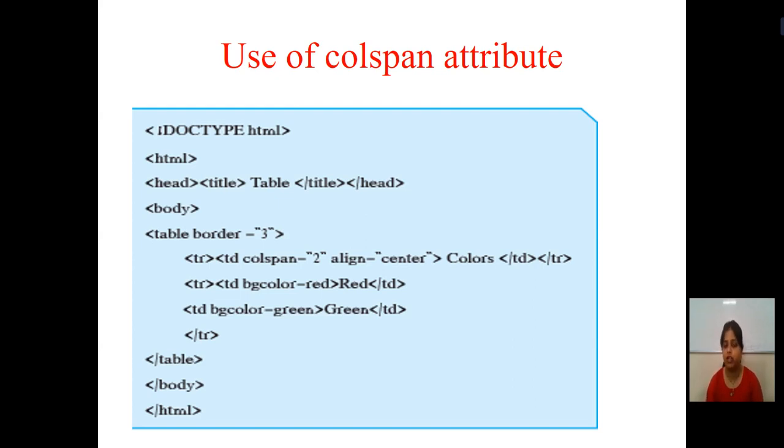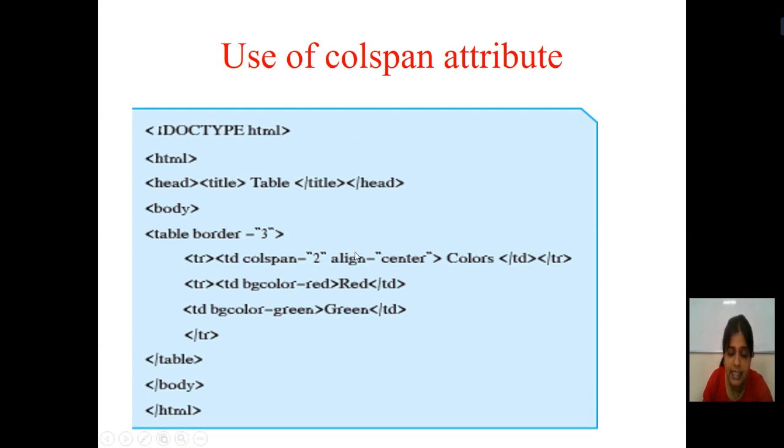Now here we are combining two or more columns. Here the value of colspan is 2, that means we are combining two columns, so we are using colspan. Colspan is equal to 2. Understood? Here what will happen? Your two columns will get combined and a single column will be created.